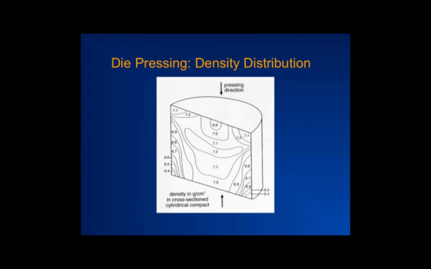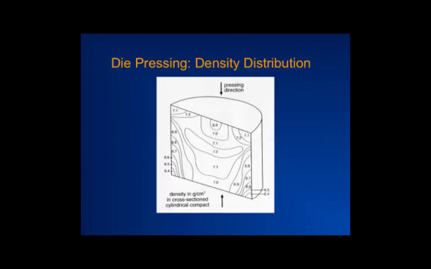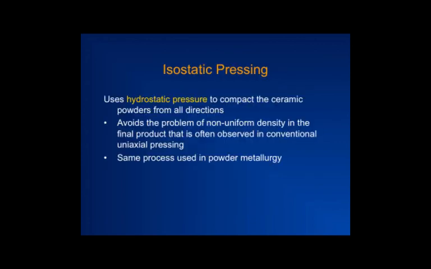So we see that density is a problem, and one way to deal with it is, instead of having pressure in only one direction, to have it in all directions. So hydrostatic pressure, as opposed to what is called uniaxial, one axis pressure, which we see over here only in this direction. We try to have it in all directions. And that is possible either with the application of heat or without the application of heat. So with isostatic pressing, you can have temperature, or you may not have additional temperature.